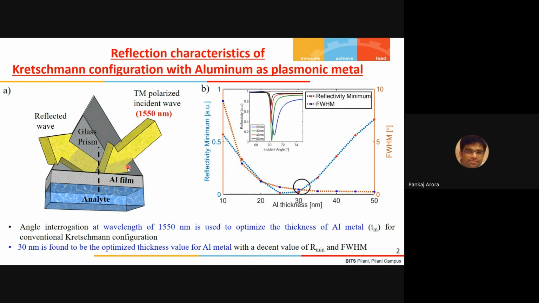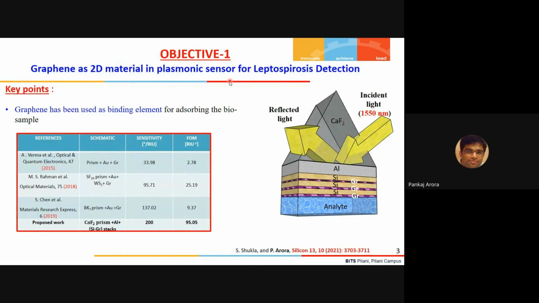So now I'm going one by one. The first objective which I'm going to propose here is graphene as a 2D nanomaterial in a plasmonic cell for leptospirosis detection. The prism is the same, incident light at 1550 nanometer, aluminum fixed at 30 nanometer. Now what we are proposing here is a silicon graphene stack in this proposed configuration.